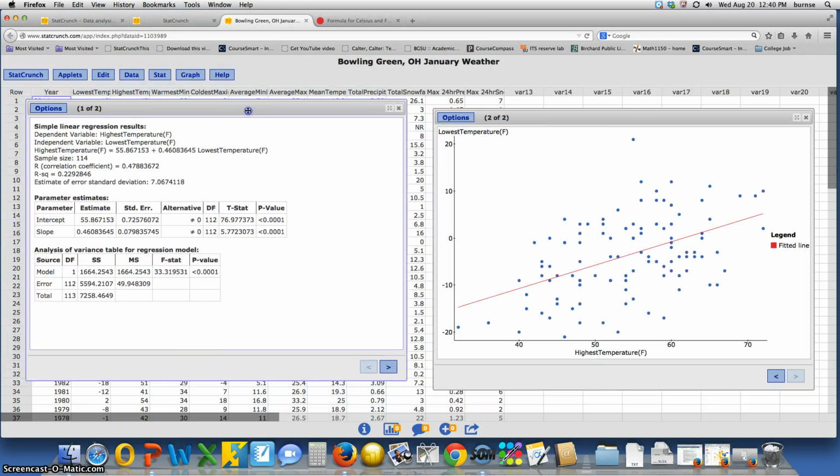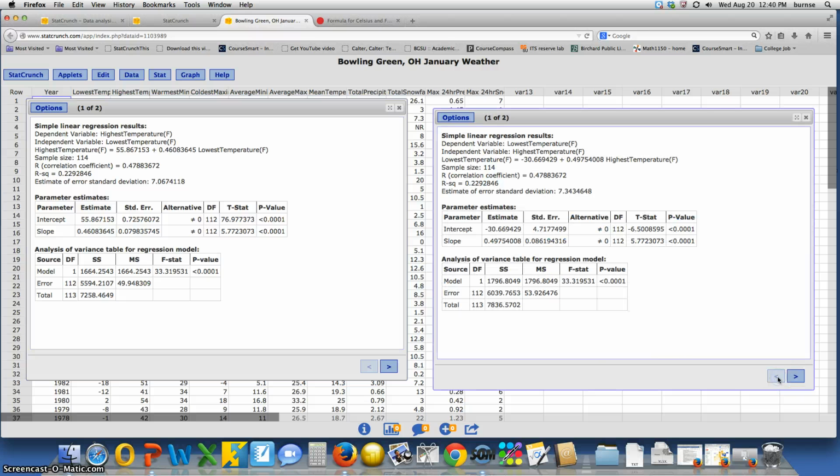Let's scoot this one over. And if I go back, you notice here my correlation was that 0.479, and here I have that exact same number for the correlation. Okay, so correlation does not depend on which variable is X and which is Y.